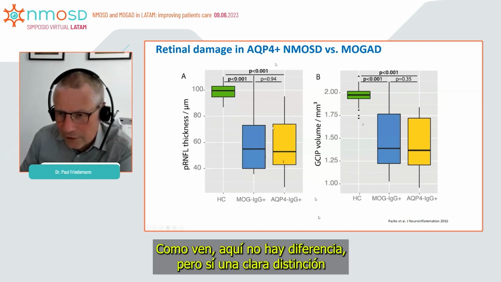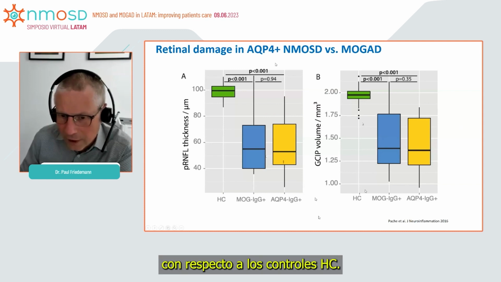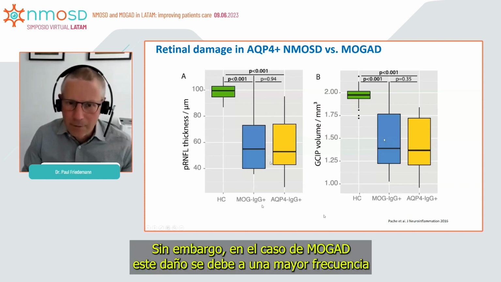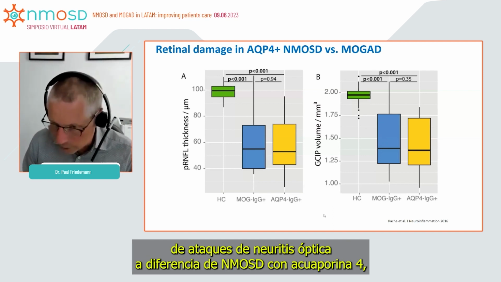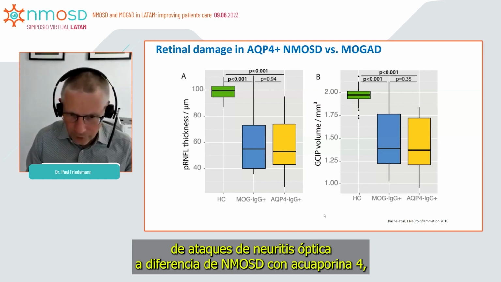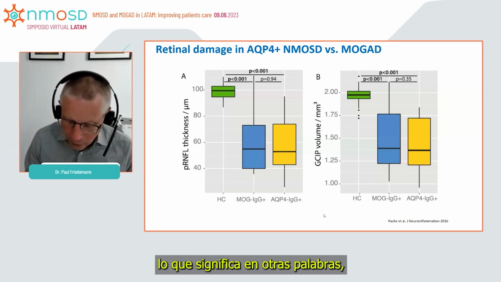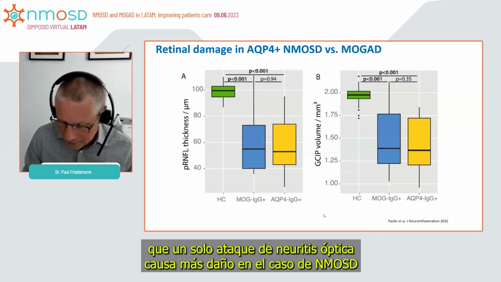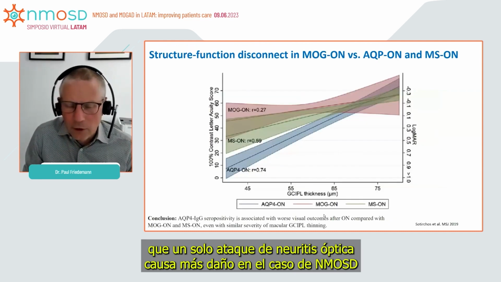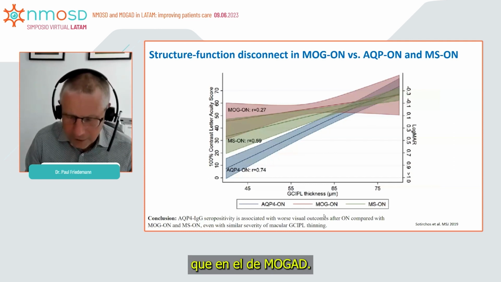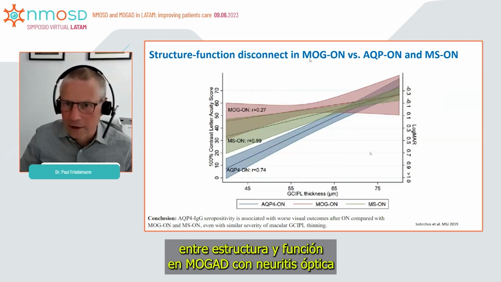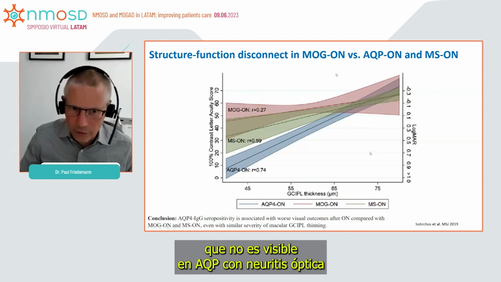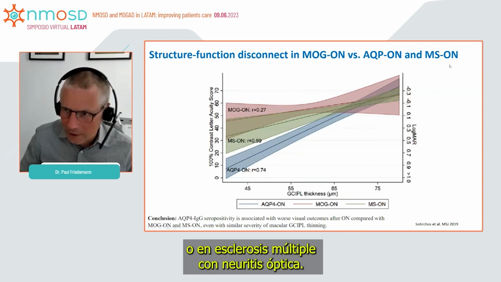You see there is no difference here, but a strong difference from healthy controls. However, in MOGAD, this damage is driven by a higher frequency of optic neuritis attacks in contrast to aquaporin 4 NMOSD. Which means, in other words, that a single attack of optic neuritis causes more damage in NMOSD than in MOGAD. And what is also striking is a strong structure-function disconnect in MOGAD ON that is not visible in aquaporin 4 ON and multiple sclerosis ON.